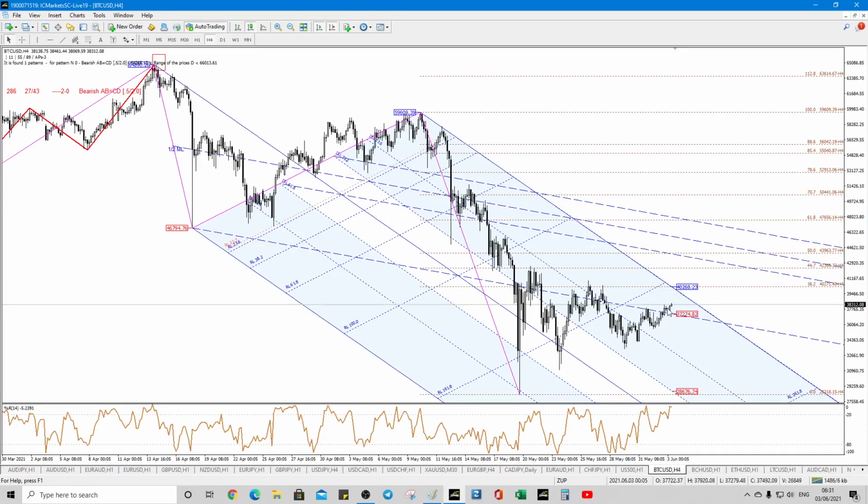Bitcoin's going sideways like I thought. It still needs to break this pitchfork. It still needs to get above the 38.2 at 40,271, 40,268. It's an incredibly close confluence there. So if we get above that level, that could be quite bullish. You can see, so that's a level of interest.